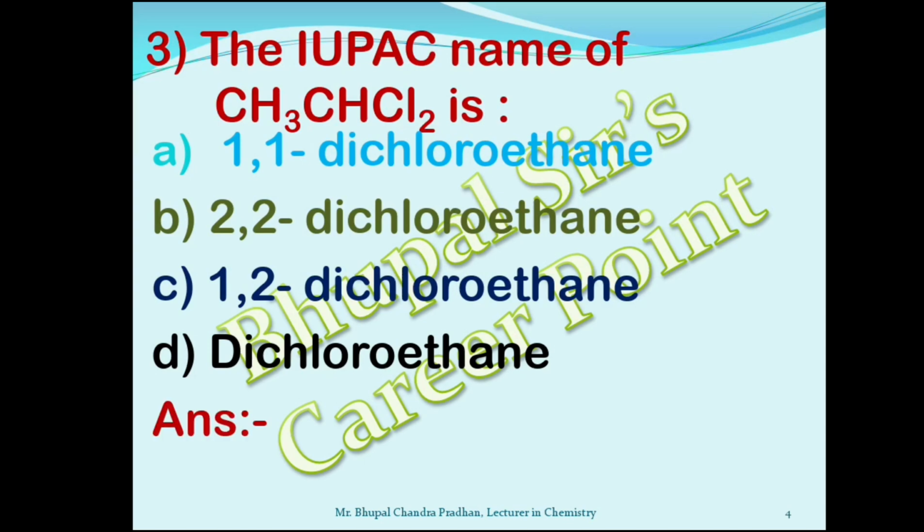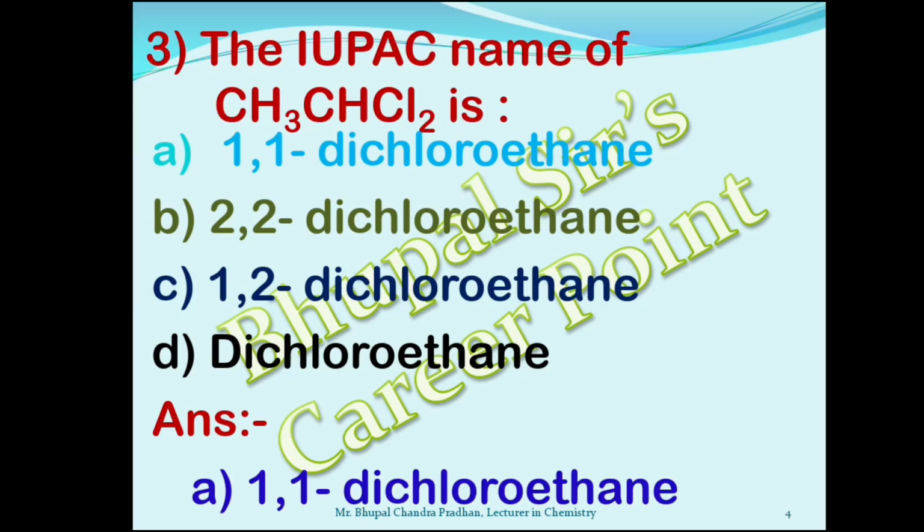Before writing the IUPAC name, we must number the carbon atoms. Here 2 carbon atoms are there and 2 chlorine atoms are attached to a single carbon atom. So numbering will be started from this carbon, and 2 chlorine atoms are attached to the first carbon atom. So the actual answer is option A, that is 1,1-dichloroethane. Thanks to the students who gave the answer option A.